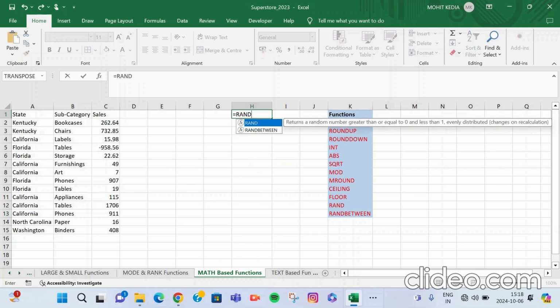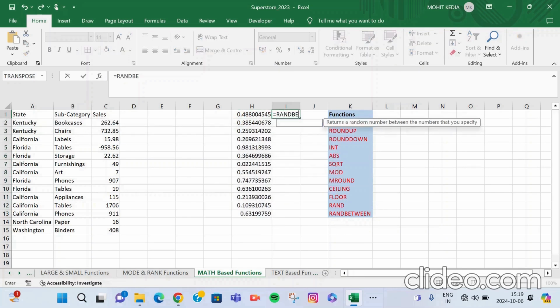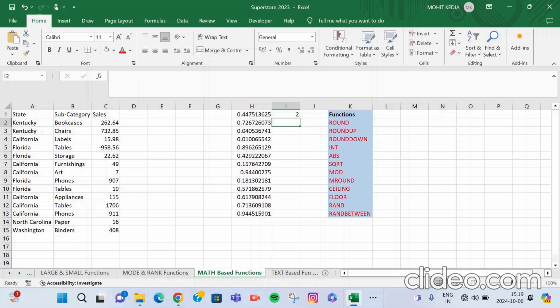Rand gives a number between 0 and 1. And what is rand between? It gives any number between two given numbers, say 1 and 10. This is about the rand and rand between functions.